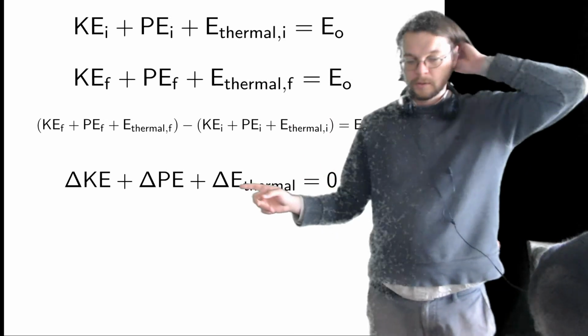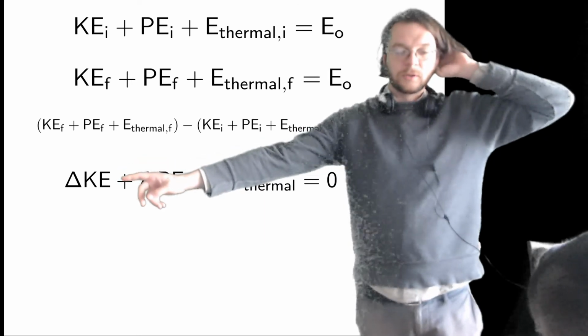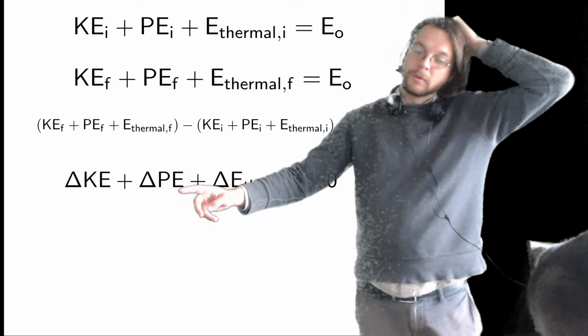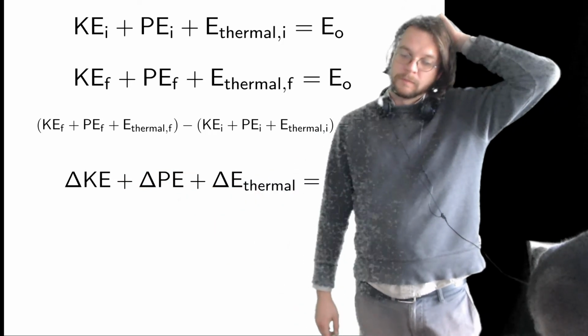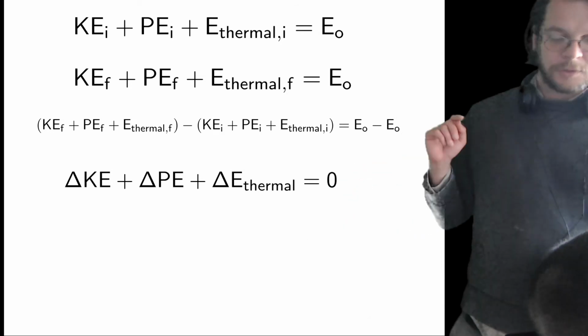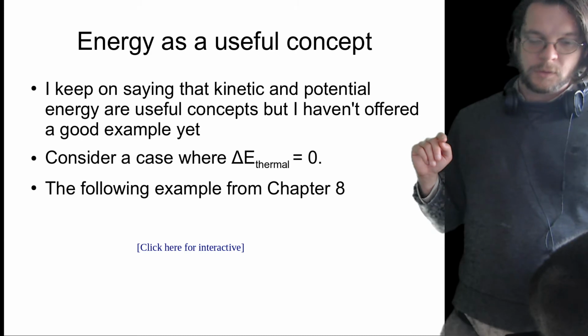And I think the book likes to think of it in these terms. For example, if your kinetic energy is going up, if your delta K is positive, then your change of potential energy is probably negative. Things like that. So this is sometimes a helpful equation for answering questions. So let's see.